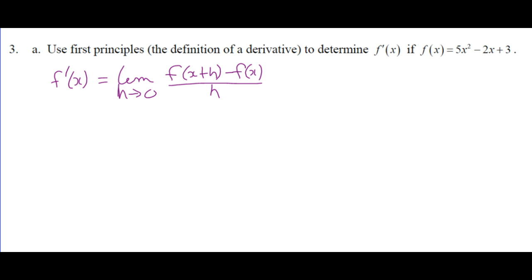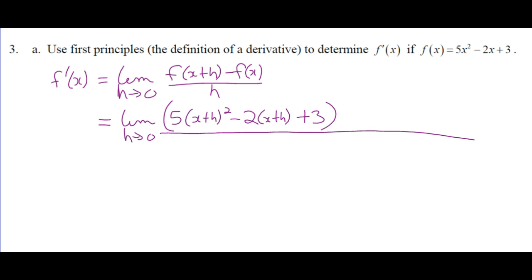Okay, so what do we do? The limit of f of x plus h, right? So what is that? It's going to be 5 times x plus h quantity squared minus 2 times x plus h plus 3. Okay, and let's separate that. Minus 5x squared minus 2x plus 3, over h.